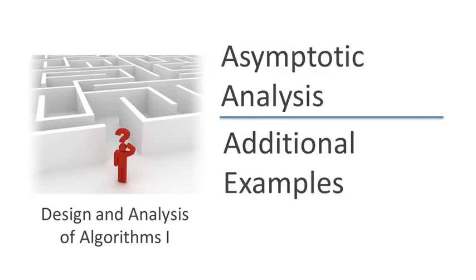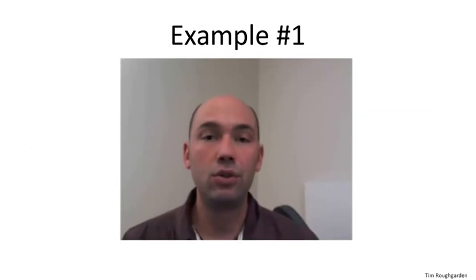Let's start with the first one. So the point of this first example is to show how to formally prove that one function is big O of another. So the function that I want to work with is 2 raised to the n plus 10.